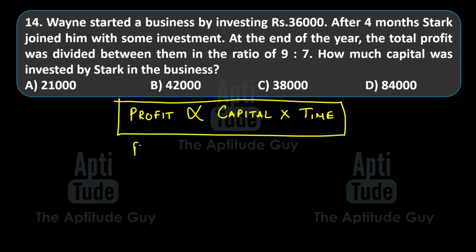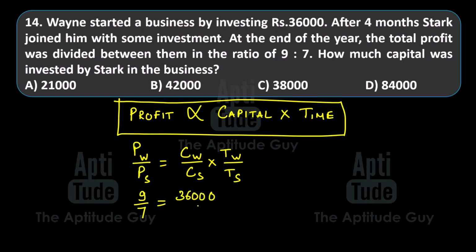That means profit of Wayne divided by profit of Stark. We have the billionaire of DC and the billionaire of Marvel here. This is equal to capital of Wayne divided by capital of Stark into time of Wayne divided by time of Stark. Now what is the ratio given? Ratio is 9:7, okay? This is equal to capital of Wayne is 36,000. Actually, it will be 36,000 crores, but let's take 36,000. Capital of Stark, we will have to find that obviously.